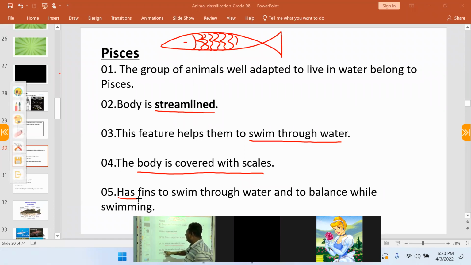They use fins to swim. They are locomotive organelles. Locomotive organelles are the fins. Not only for swimming, but also to maintain the balance in water. You may have seen when the fish are not swimming, they keep their balance in water by waving their fins.